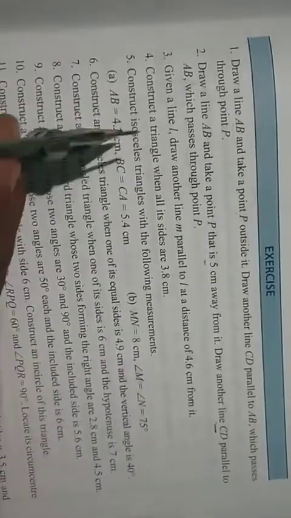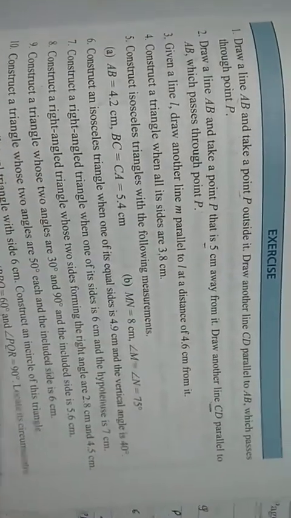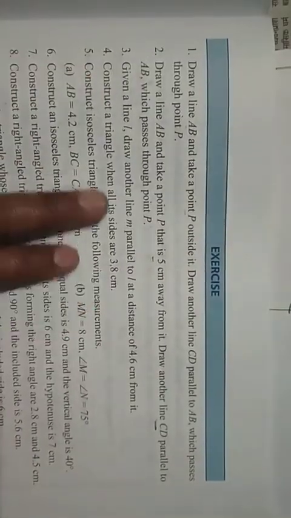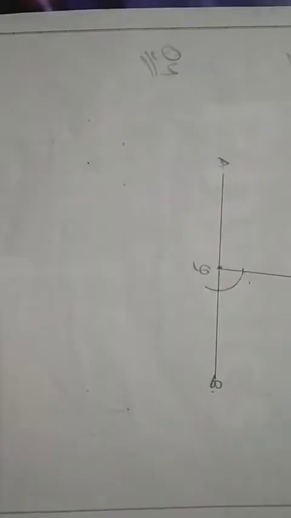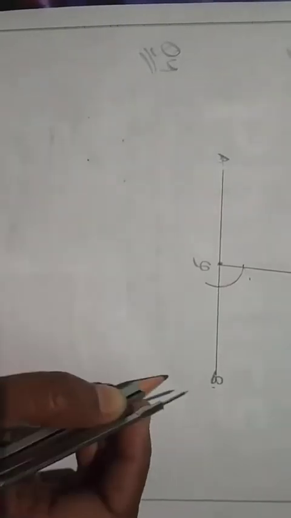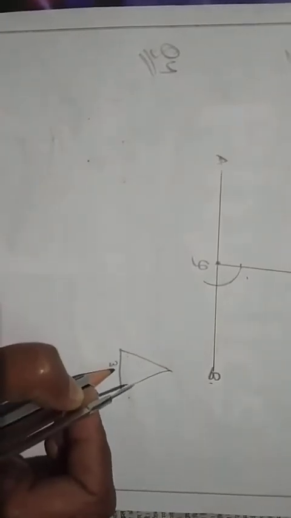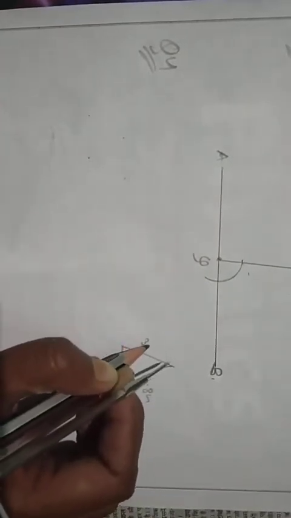Now see question number 4. Question number 4, you have to draw a triangle. Construct a triangle when all its sides are 3.8 centimeter. Means which type of triangle will it be? Students, it will be an equilateral triangle because all the sides of the triangle are 3.8 centimeter. So look here. We have to make an equilateral triangle like this. Make a rough sketch for this. All the sides will be 3.8 centimeter.